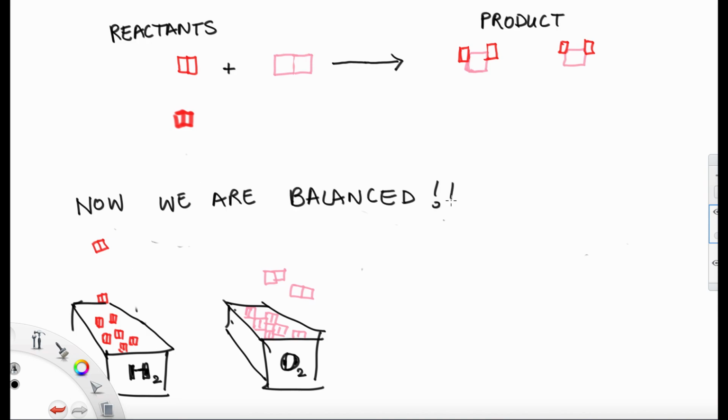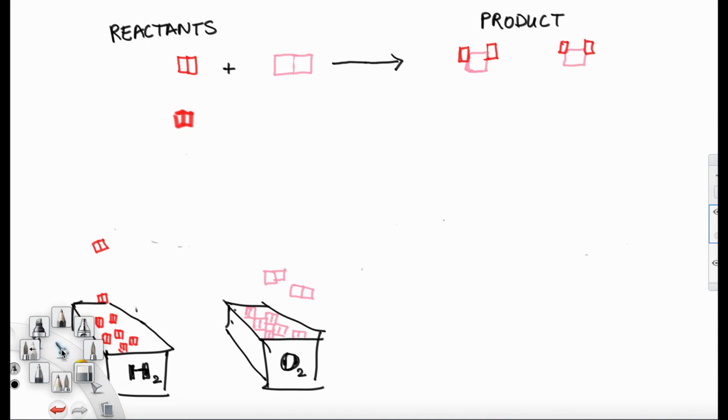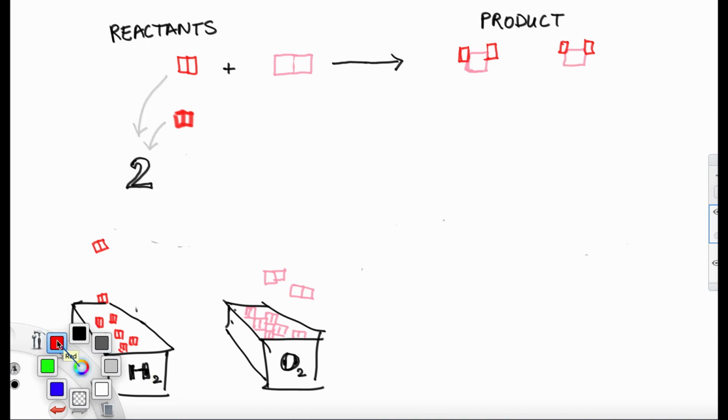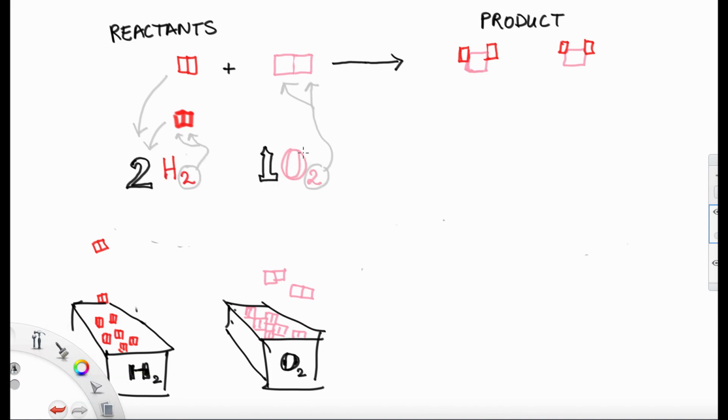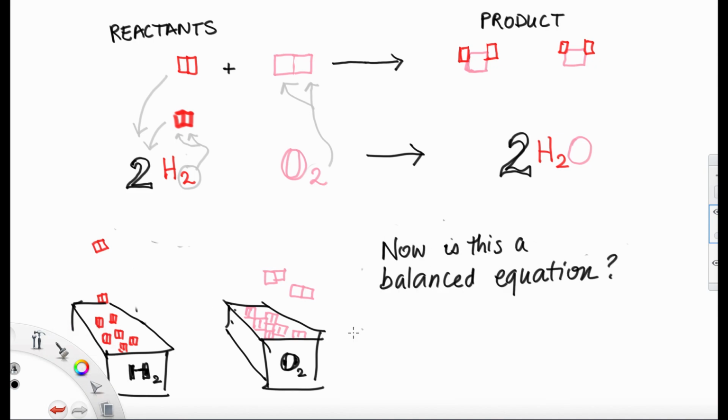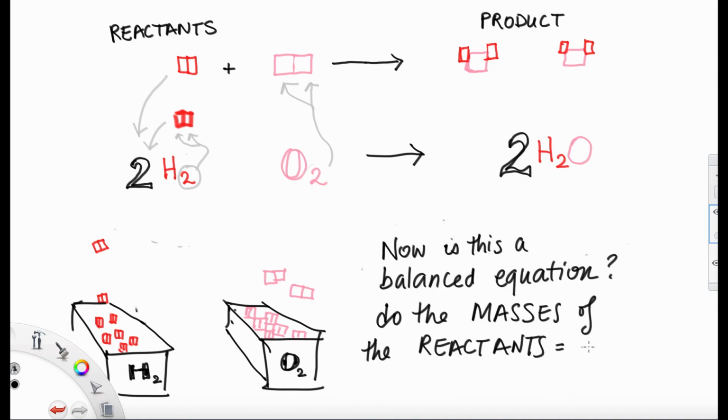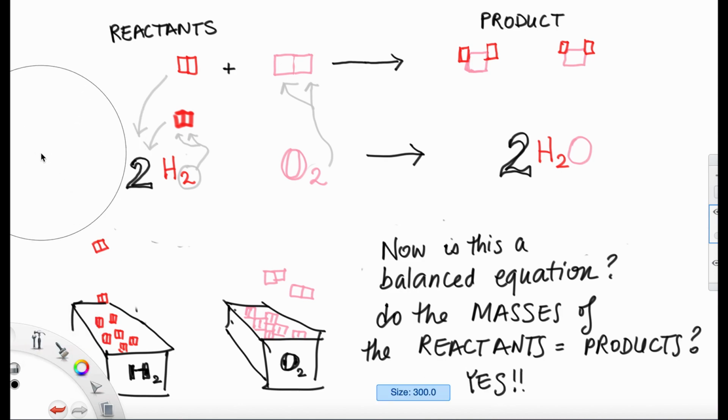So now we're balanced. So you can see we are using 2 H2 and 1 O2, and we get 2 H2O. So now this is a balanced equation. Do the masses of the reactants equal the products? Yes.